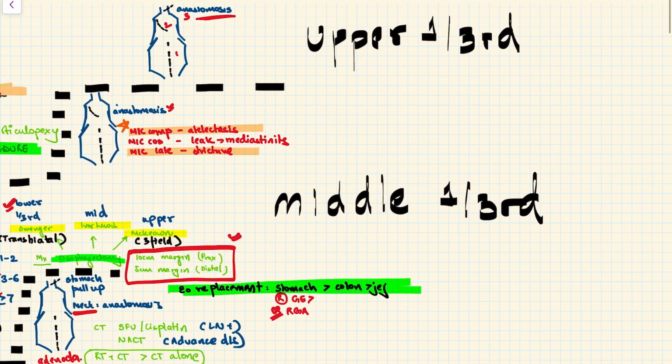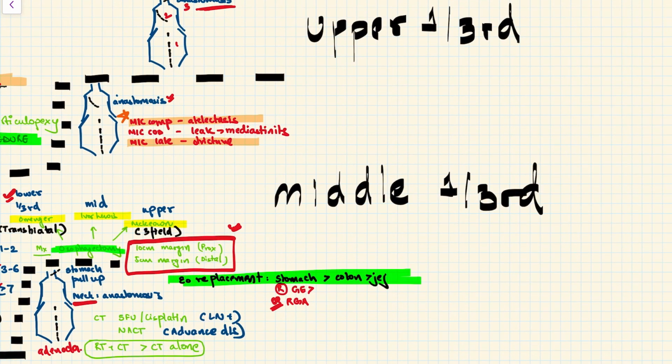Right, so these are the 3 operations. Right, they're easy to remember. First is midline and neck, second is thorax and midline, and third thorax, neck and midline. Right, so 3-field is McKeown, then through thorax and midline this is Ivor Lewis, like in mid 1/3, and lower 1/3 for adenocarcinoma this is Orringer, which is transhiatal. Okay, because adenocarcinoma is lower, so definitely transhiatal means through the hiatus.